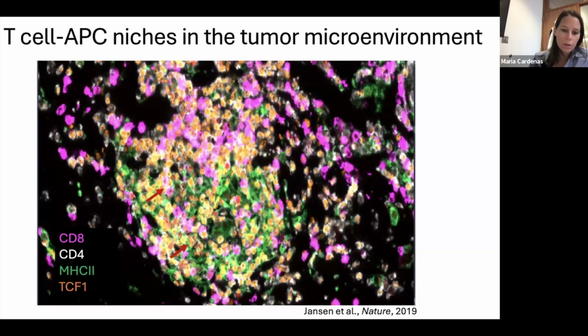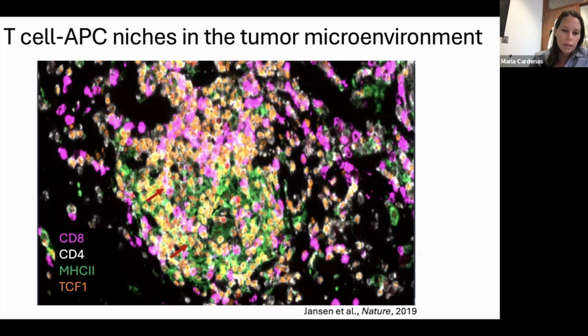And this is an IF image of antigen-presenting cells, right, in green with MHC class 2. We think these are dendritic cells. And they really cluster together in these so-called tumor niches. And this is extremely important for the survival of patients. Patients that are well infiltrated with CD8s and co-localized with DCs within their tumor, they respond really well to therapies, they survive really, really well.